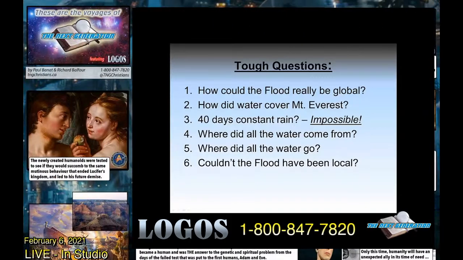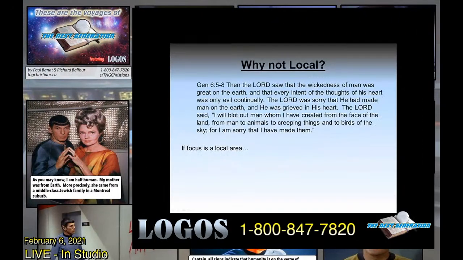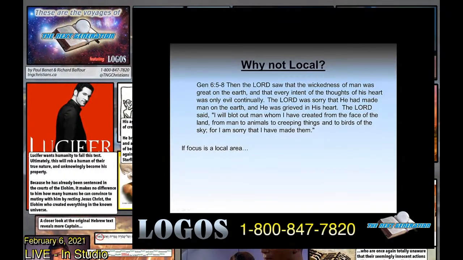So does the local flood idea really fit the context? The Hebrew word for earth, eretz, can mean the entire earth, land, ground, country, etc. Some try to force this passage to mean just the land or country, to support a local flood theory. However, due to the context of the passage, the local area idea must answer the following difficult questions.